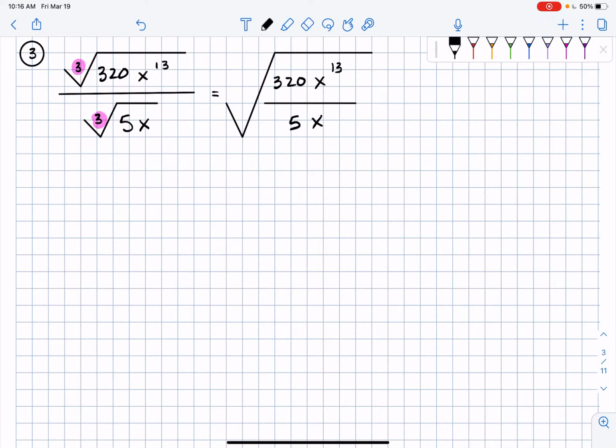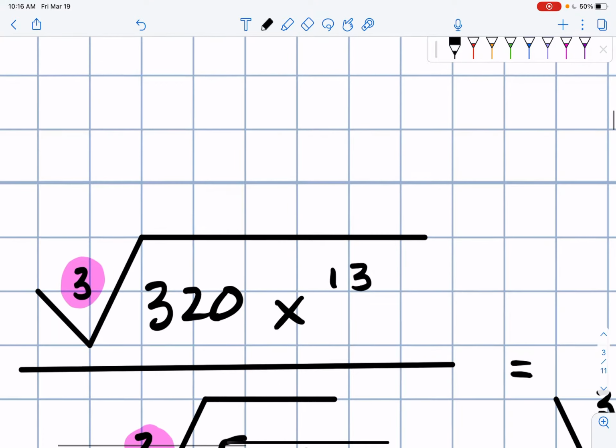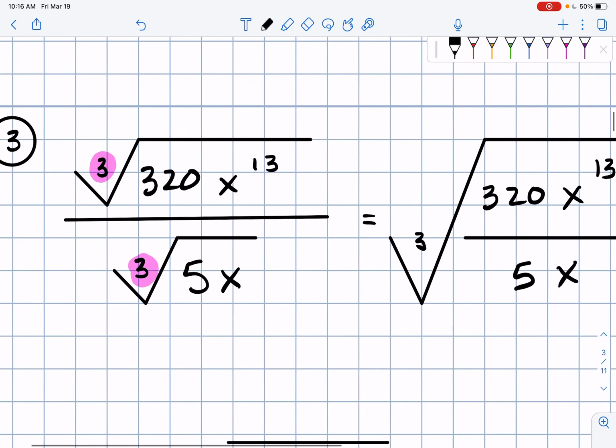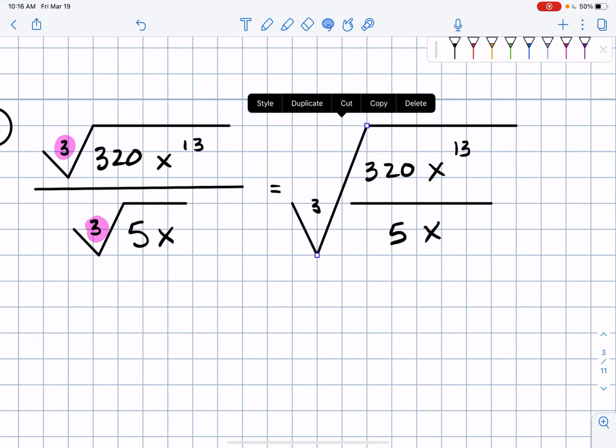You can either reduce everything first and then deal with it, or you could deal with each individual radical here by itself, and then reduce the whole thing. It doesn't really matter. So, and obviously you're going to ask me, what do I think? So here is what I think.